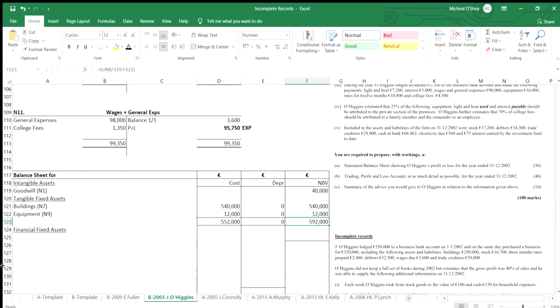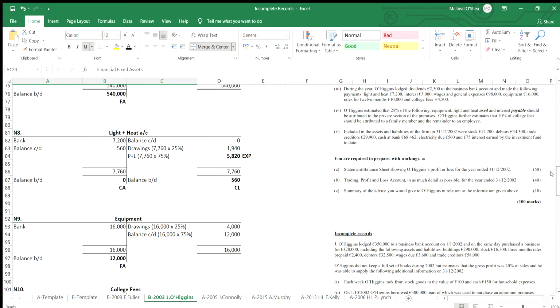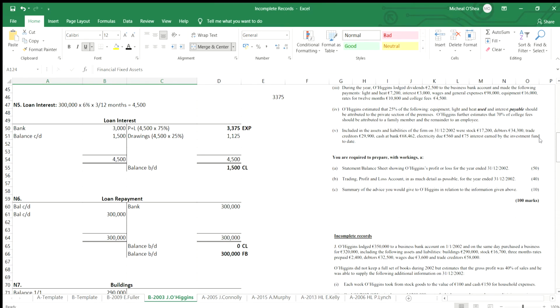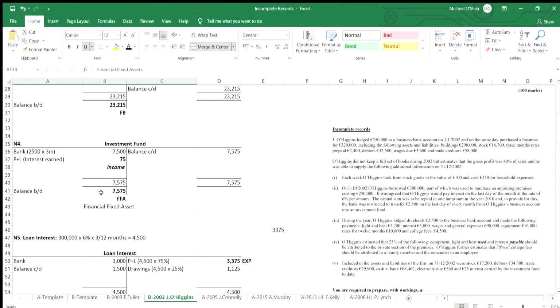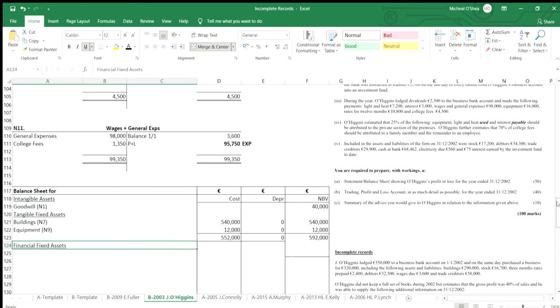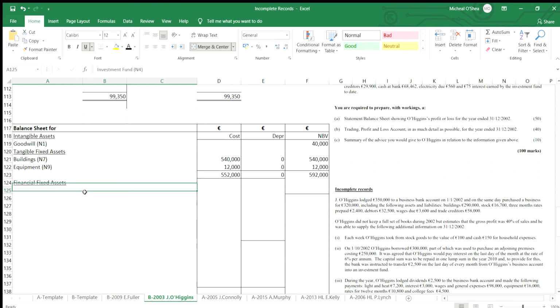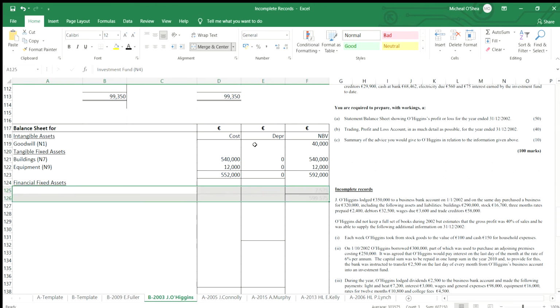The last fixed asset we had is financial fixed assets, and usually to go here we'd have building societies or investments. If we look at the question here, I can see that we had a note on investments, and we had €7,575 put into our investment fund. So we'll take this figure here and we'll add this to my investments. My investments again here, 7,575. So I've added that in as well.